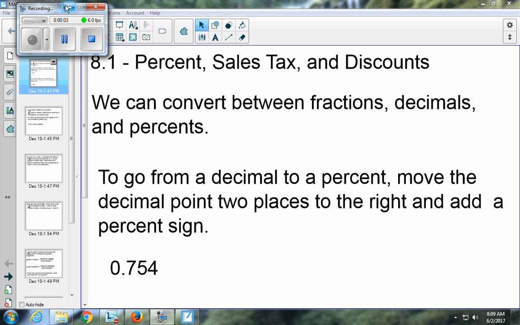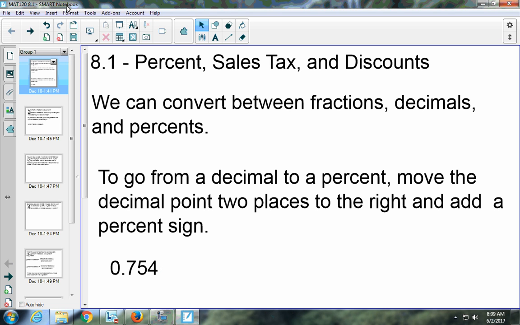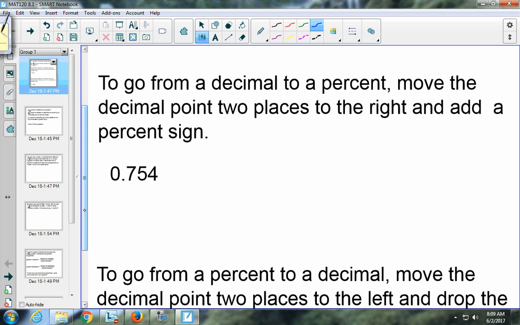This video is to give us an introduction on how to convert between fractions, decimals, and percents. So if we're trying to go from a decimal to a percent, what we want to do is move the decimal point 2 places to the right and add a percent sign.